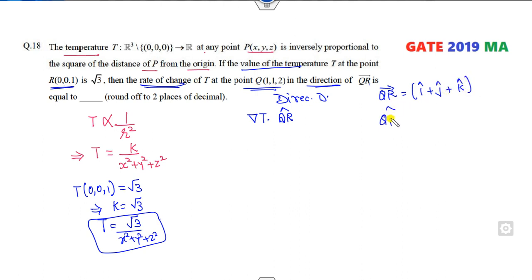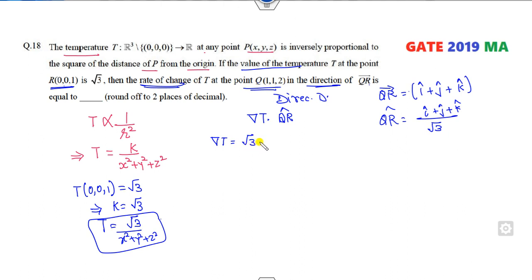What is the unit vector of this? This is divided by root 3, i, j and k. Fine. You can also say it's a minus of this, so I can take a minus common. There is no problem about it. Now how can you find the directional derivative? You can take the partial derivative with respect to x.